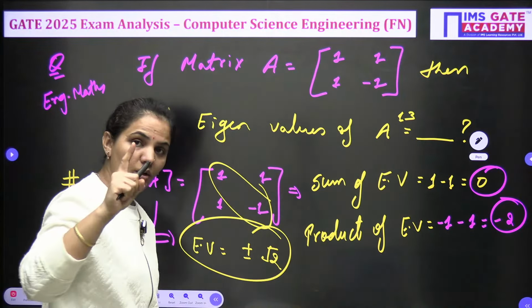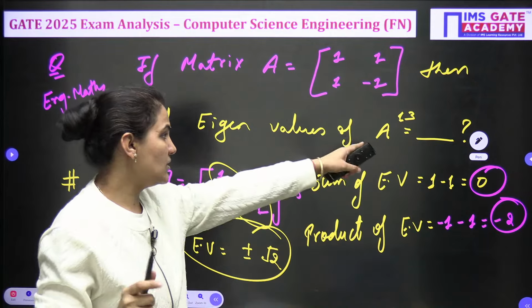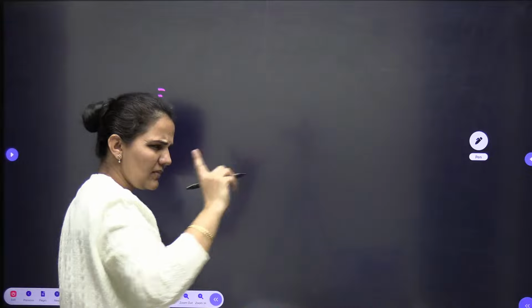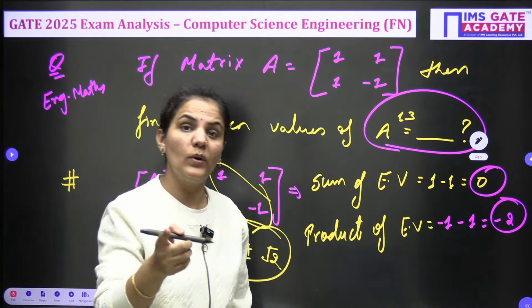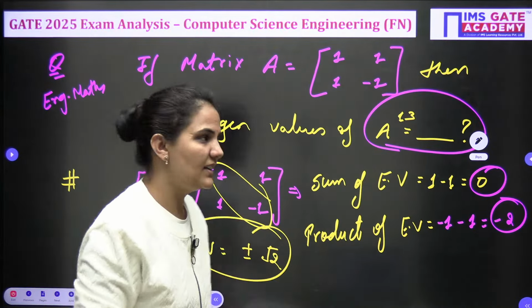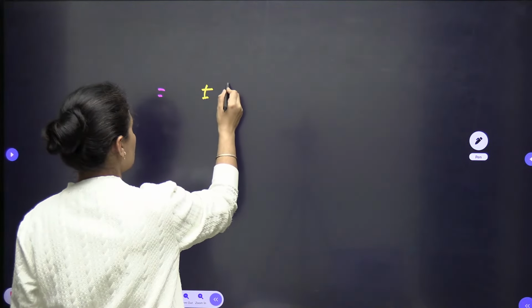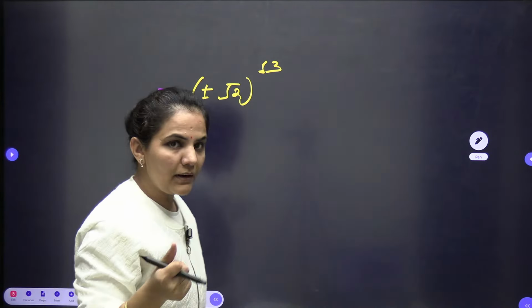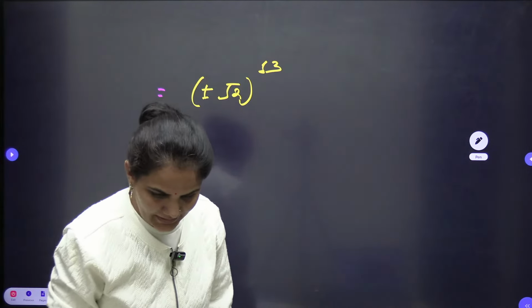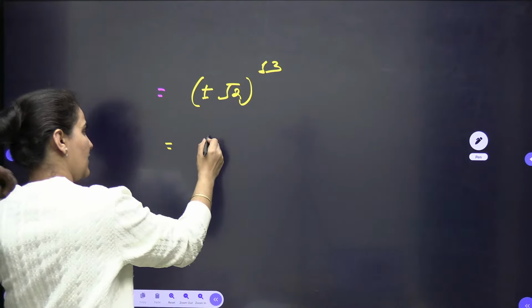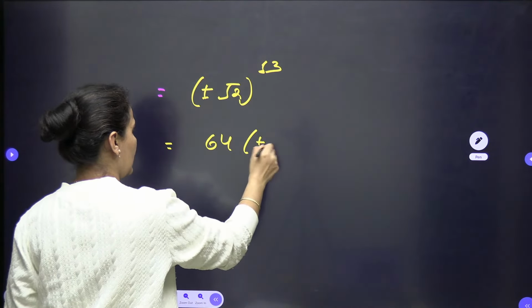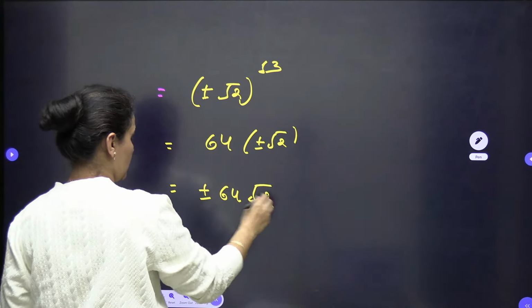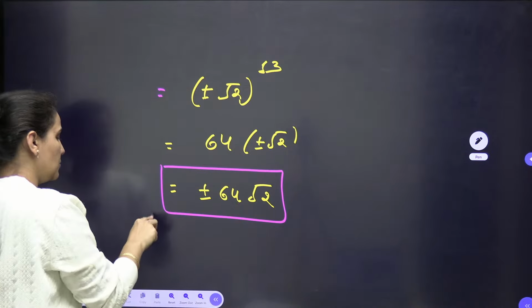But my question is not asking about the eigenvalues of A. My question is asking about the eigenvalues of A power 13. In the GATE exam they asked the question A power 20 earlier. This is A power 13, right? So this will be plus minus root 2 power 13. Plus minus root 2 power 13 means 2 power 6 I can write down, right? So 2 power 6 is 64, and then you have plus minus root 2. So directly you can write down plus minus 64 root 2 as your answer.